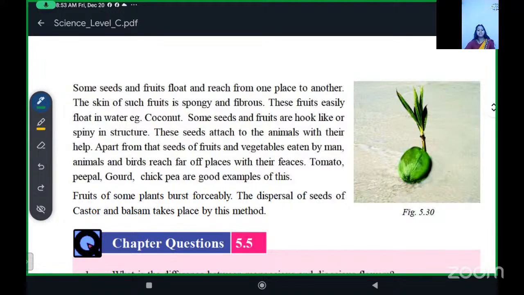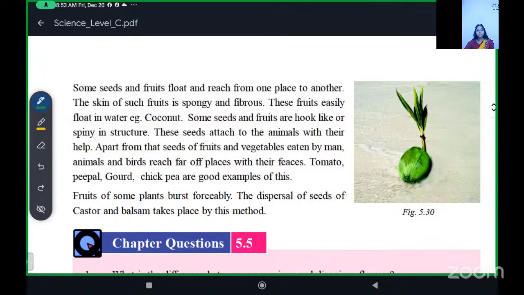Apart from that, seeds of fruits and vegetables are eaten by man, animals, and birds, and reach far off places with their droppings. Tomato, pumpkin, gourds, and chickpea are good examples of this. Fruits of some plants burst forcibly. The dispersal of seeds of castor and balsam takes place by this method.